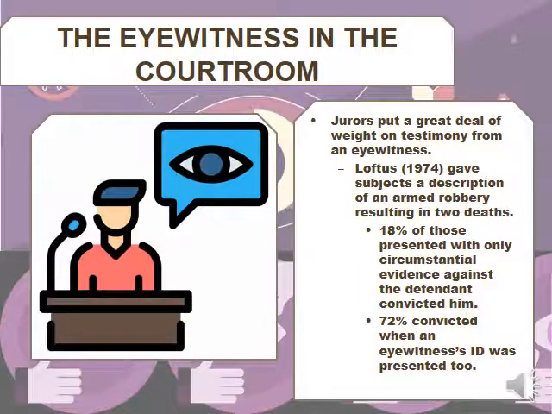So, within that, jurors put a great deal of weight on testimony from an eyewitness. So, Loftus, 1974, gave subjects a description of an armed robbery resulting in 2 deaths. Within that, 80% of those presented with only circumstantial evidence against the defendant convicted him. 72% convicted when an eyewitness ID was presented.